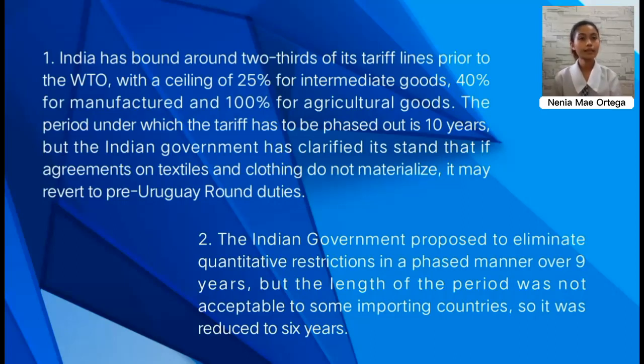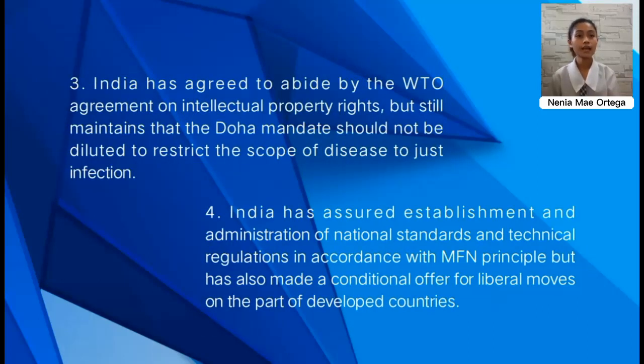Number 2, the Indian government proposed to eliminate quantitative restrictions in a phased manner over 9 years, but the length of the period was not acceptable to some importing countries, so it was reduced to 6 years. Number 3, India has agreed to abide by the WTO agreement on intellectual property rights, but still maintains that the Doha mandate should not be diluted to restrict the scope of disease to just infection. Number 4, India has assured establishment and administration of national standards and technical regulations in accordance with the MFN principle, but has also made a conditional offer for liberal moves on the part of developed countries.